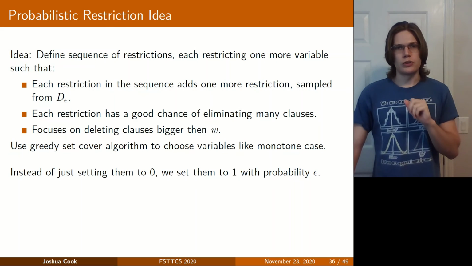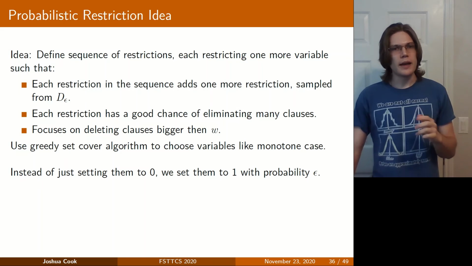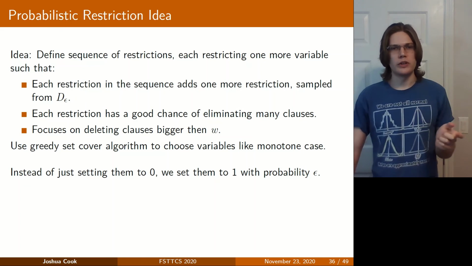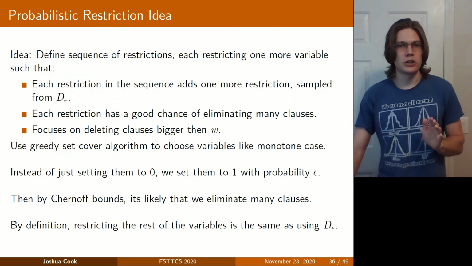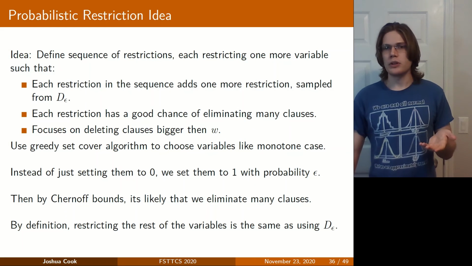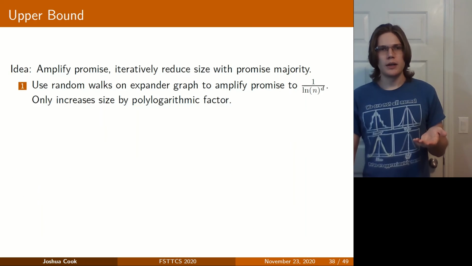So then we use the greedy set cover algorithm to choose the variables just like in the monotone case, but now we set them to 1 with probability epsilon instead of always setting them to 0. By the Chernoff bound, this will eliminate many clauses with high probability, and it will have the same probability of outputting 0 as if we sampled everything from the epsilon.